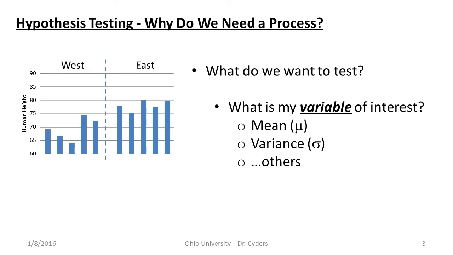So if we look at the process that we have here, we have to first ask the question, what do we want to test? Remember, with this data, there's variation and there's an average, and the two groups have their own variation and their own average. So we have to determine what a variable of interest is.